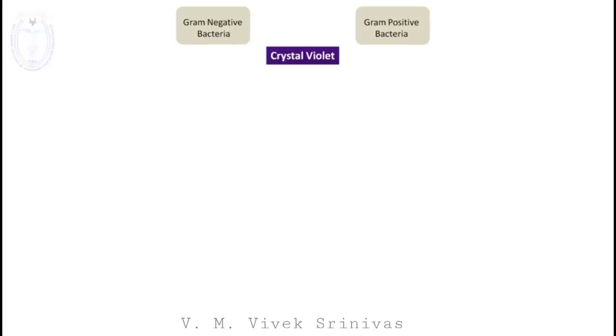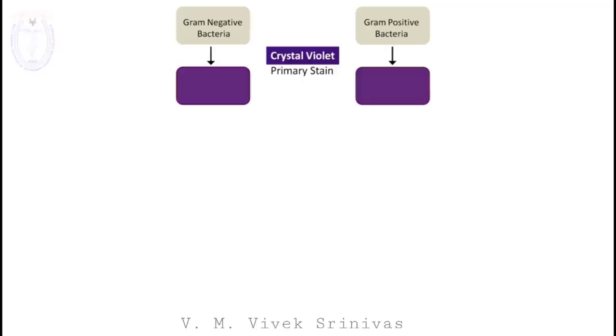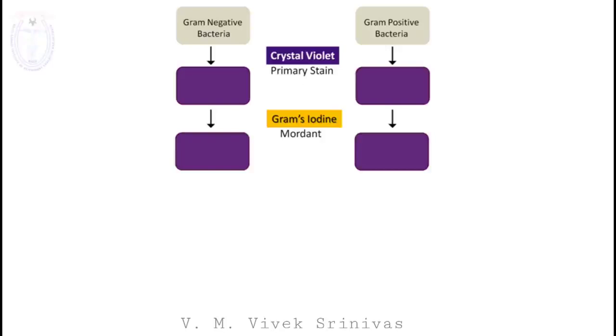Therefore, we see the coloring property of these two bacteria in parallel. Once the bacteria are treated with crystal violet, which is a primary stain, it gives a deep violet color to both the bacteria. Next, once the bacteria are treated with Gram's iodine solution, which is a mordant, it fixes the crystal violet only to the gram-positive bacteria, because they have a thick peptidoglycan layer.